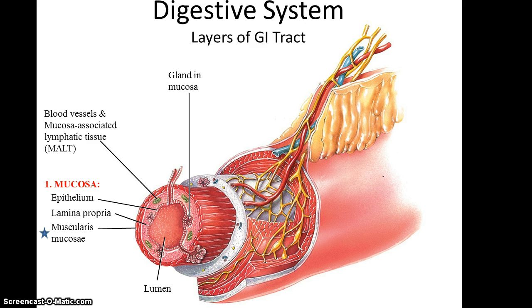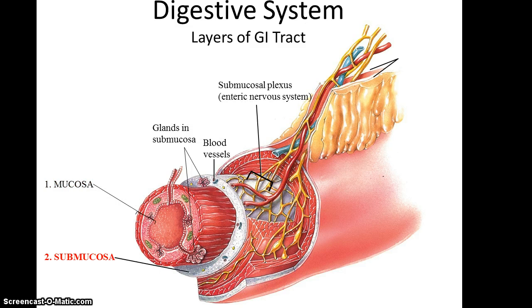It has a thin layer of epithelium. After that there's connective tissue, the lamina propria, and after that is a thin layer of smooth muscles called the muscularis mucosae. You also find embedded into this layer are a number of glands, especially mucus glands, and some parts of the lymphatic system, as well as some blood vessels.